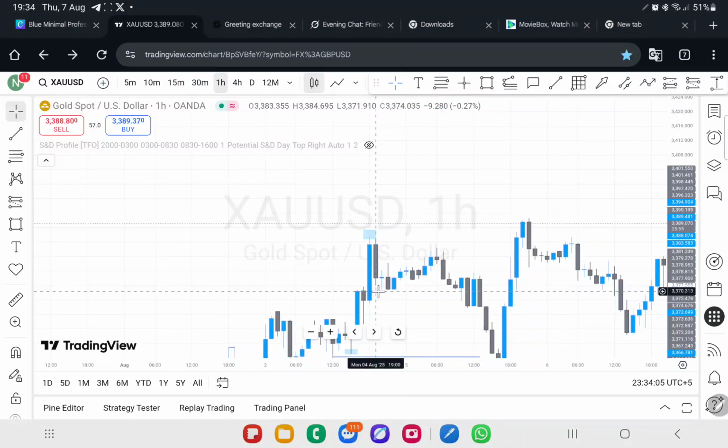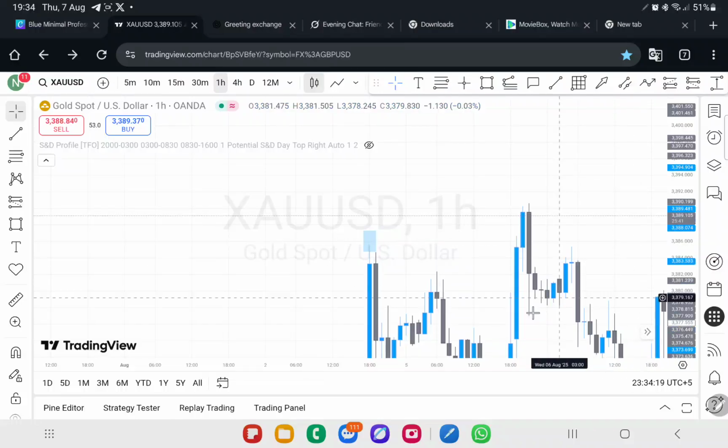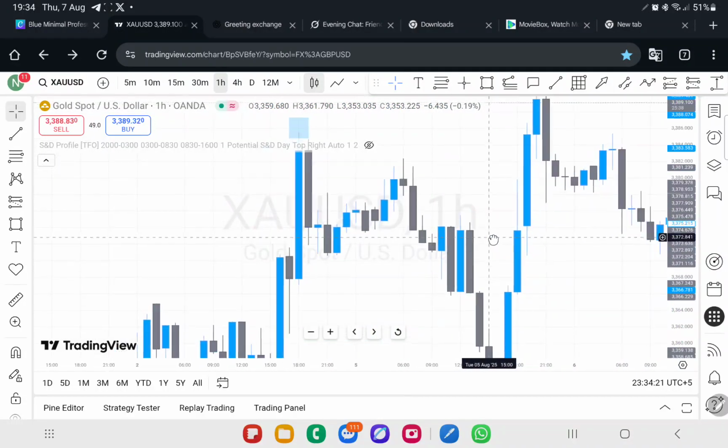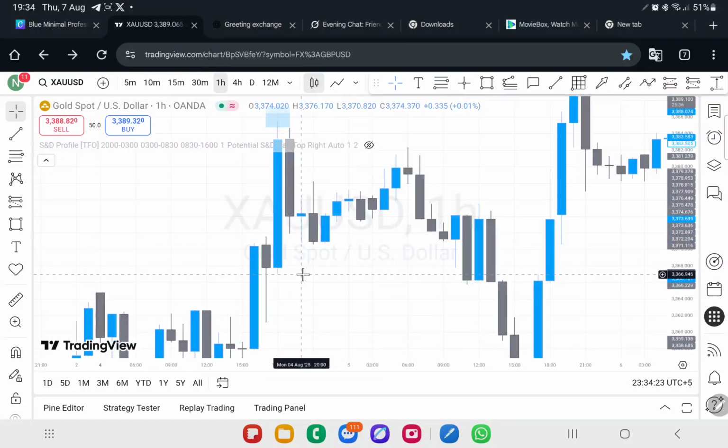See here, 1, 2, 3. This is a swing low, and at the same time, this is a swing high. Let me zoom it so that you can see. See here, 1, 2, 3. This one is lower than the other 2. This is a swing low. 1, 2, 3. This one is higher than the other ones. This is a swing high.